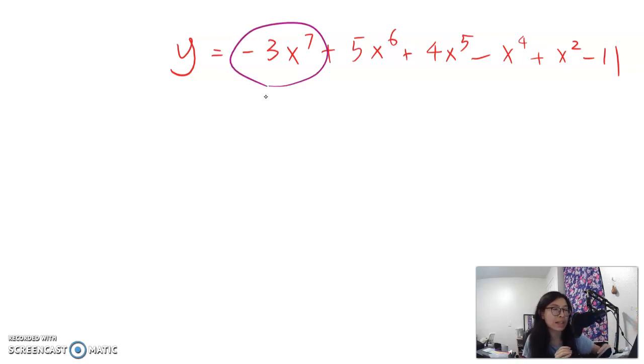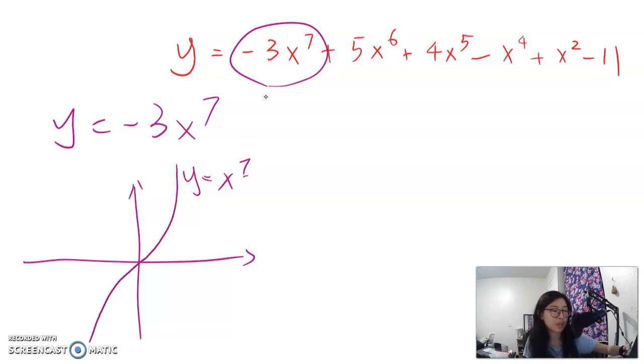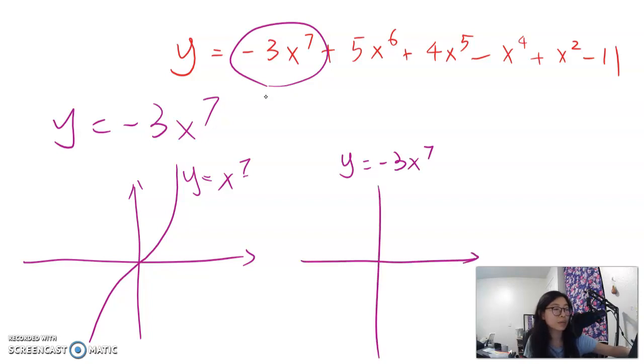So how does the graph of y equals negative 3x to the 7th look? Well, first of all, y equals x to the 7th. This 7 is an odd number, so the graph will look kind of like x cubed, kind of like this. And if you multiply a negative number to the whole function, which is negative 3 here, the whole graph will turn upside down. Or you can say flip left to right. Same thing here. So it will look like this.